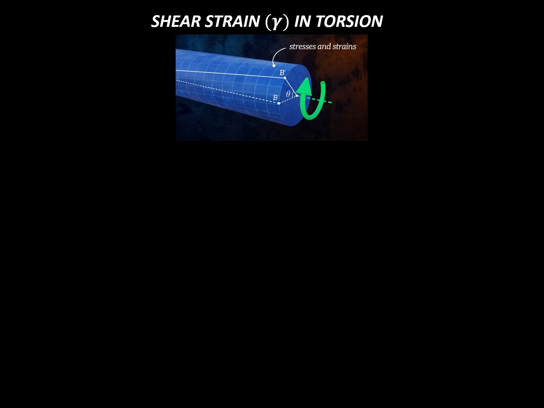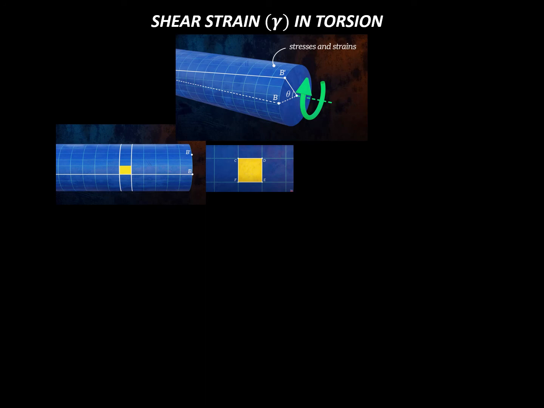So let's think about how the angles of the grid lines on the surface of this rod change when we apply the torque. One of these rectangles formed by the boundaries of two circumferential lines and two longitudinal lines is highlighted in yellow. And this rectangle, CDEF, has right angles. All of the corners are right angles.